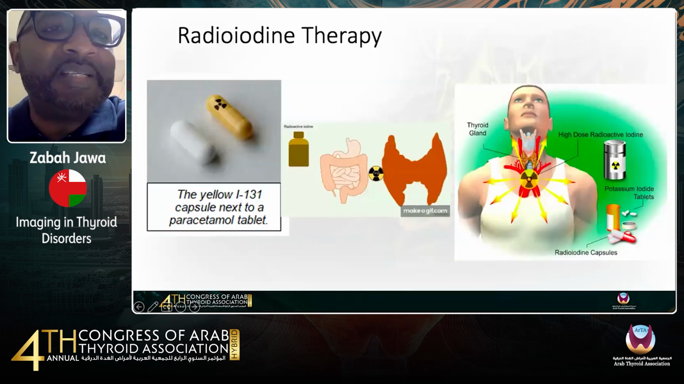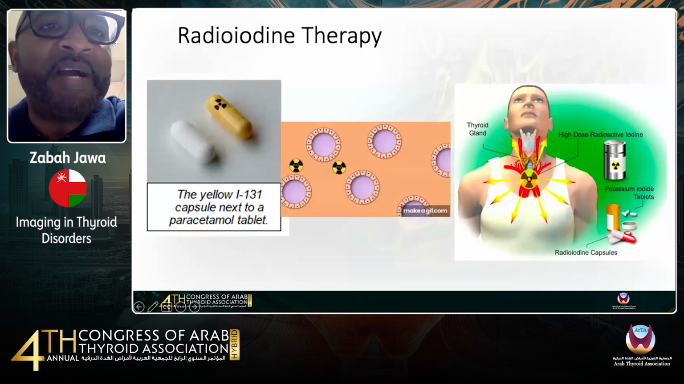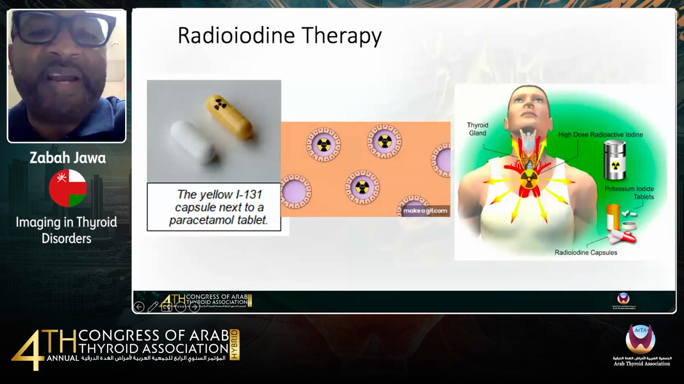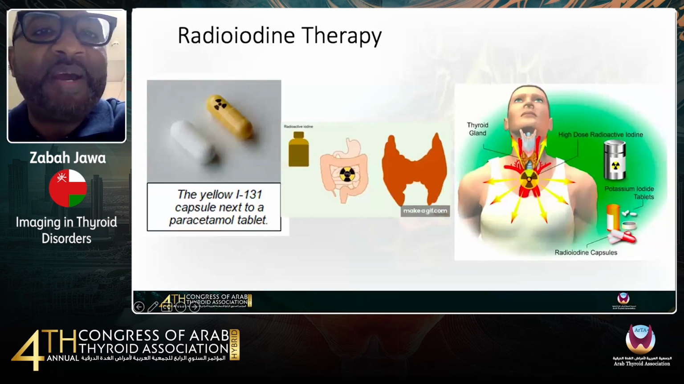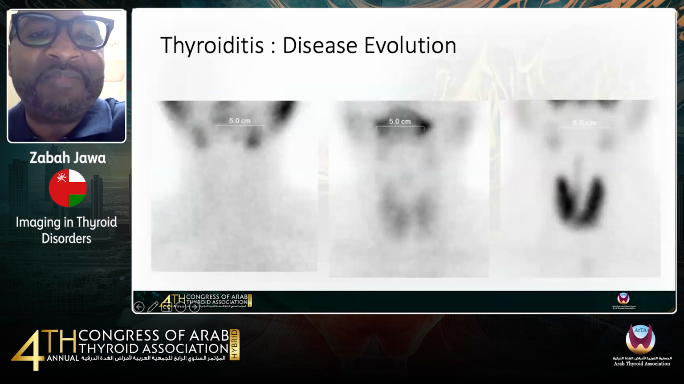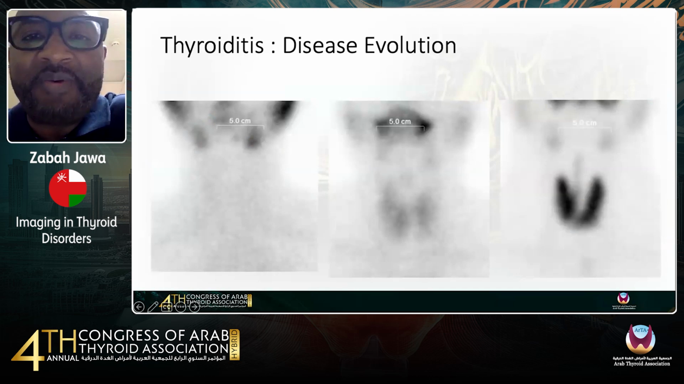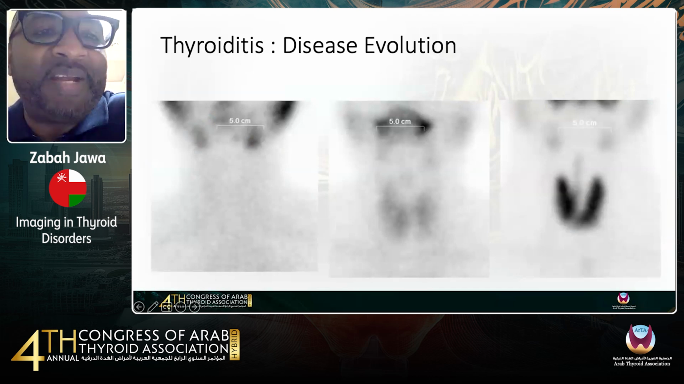Again, this differentiation is important because patients with Graves' disease will benefit from radioiodine therapy, and we will see how radioiodine therapy is administered in patients. Whereas in patients with thyroiditis, there is an evolution of the disease. Initially, there will be absent uptake, but over time, you can see that there is some degree of uptake as the disease evolves. And after some time, usually after 1 year, you will see a return of normal uptake. So this is how patients with subacute thyroiditis will look.